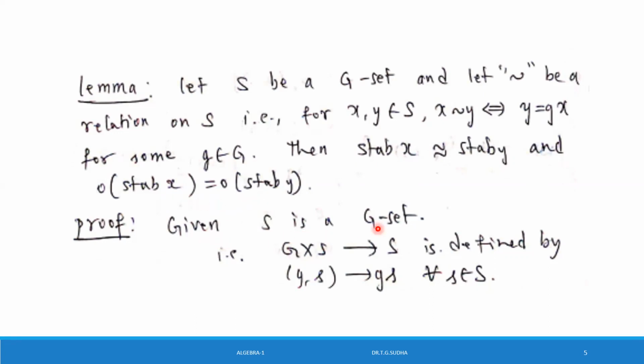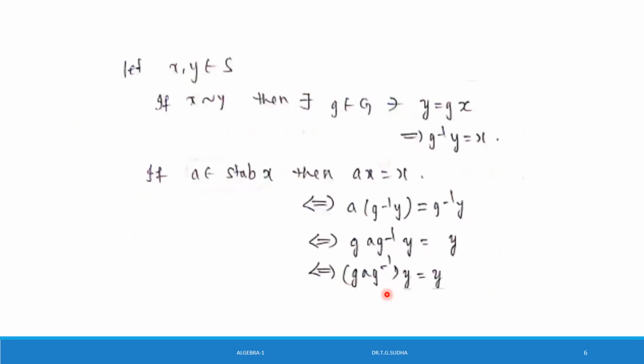So given S is a G set, that is we have a mapping from G cross S to S, and it is defined as the ordered pair g comma s is taken onto gs. Now let us take two elements x and y in S. If x is related to y, then there exists a g belongs to G such that y is equal to gx. Now operating by g inverse from the left side, we get g inverse y is equal to x.